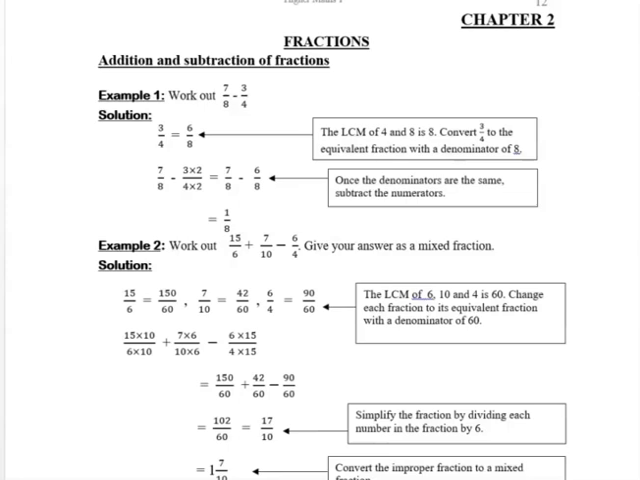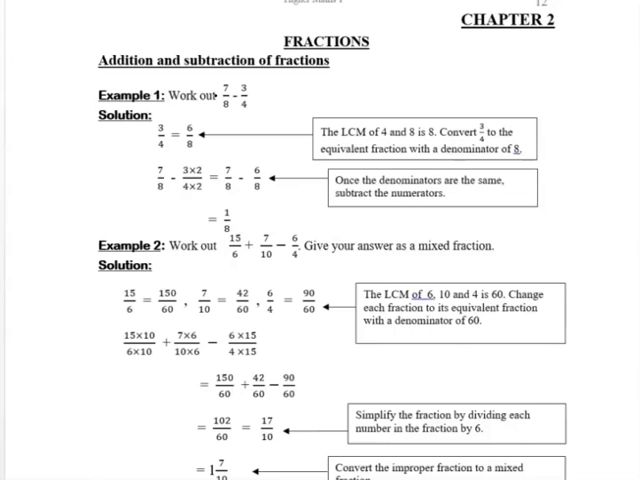Now, when you're adding or subtracting fractions, you have to make sure the denominators are the same. So, we look at the example here. We have 7 over 8 minus 3 over 4. Now we need to work out the LCM of 8 and 4. Once you work it out, then you can make the denominators the same. So the LCM of 8 and 4 is 8. So the only fraction here that's going to change is going to be the 3 over 4.